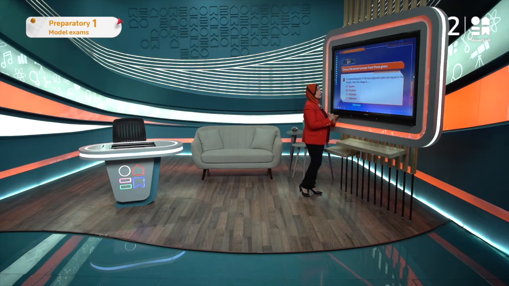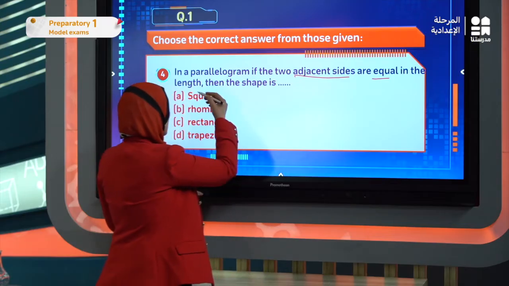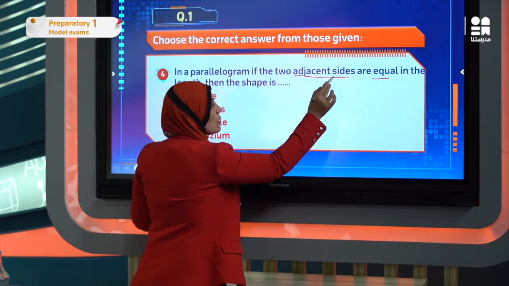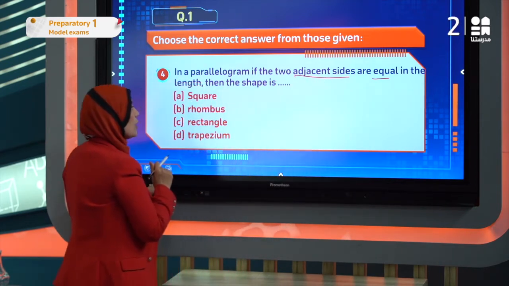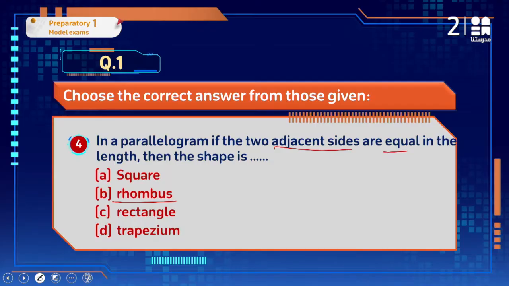Number 4, in a parallelogram, if the two adjacent sides are equal in length, then the shape is what? Here I have 4 choices. I give you the two adjacent sides. Only the two sides that come after each other are equal. So the answer is rhombus. Why rhombus? Because to pick a square, we have to get another condition. Of course, it's not a rectangle and it's not a trapezoid. So here it is. It's a rhombus.